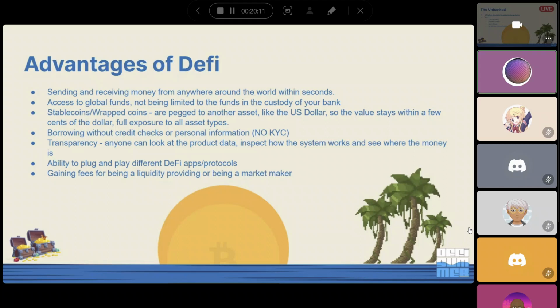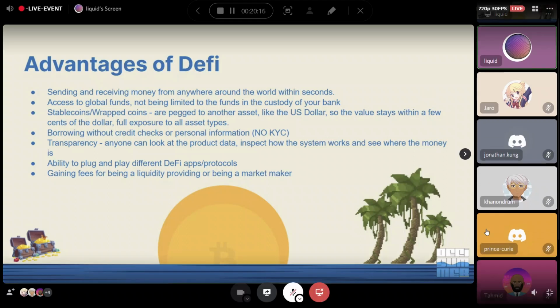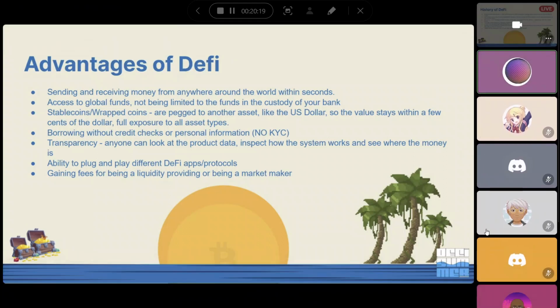And then the transparency of looking at these protocols, you can see how the system works and where the money is. You can follow the trail, you can follow the code, and there is no unintended behavior in these protocols. There's also the idea that we mentioned in Yearn Finance of the ability to plug and play different DeFi apps and protocols. And then, instead of incentivizing a bank to move money, we're basically paying out individuals for their proportionate amount of liquidity, or I'll explain a little bit later, for being a market maker, we give them the fees directly.